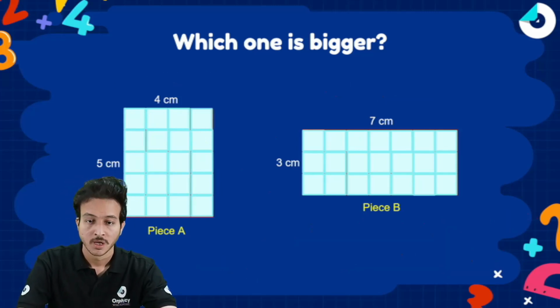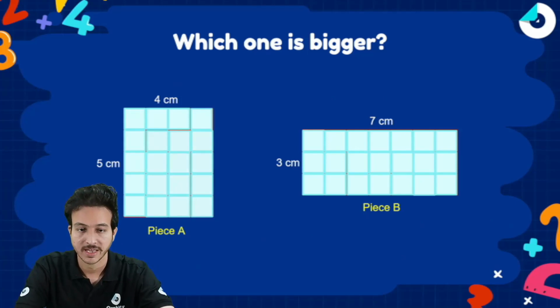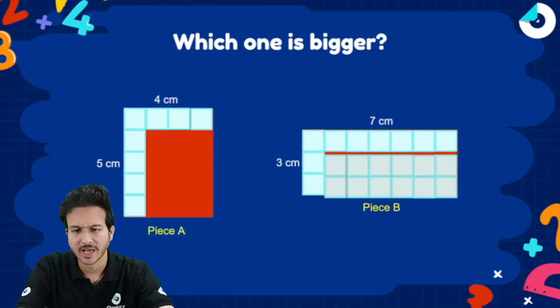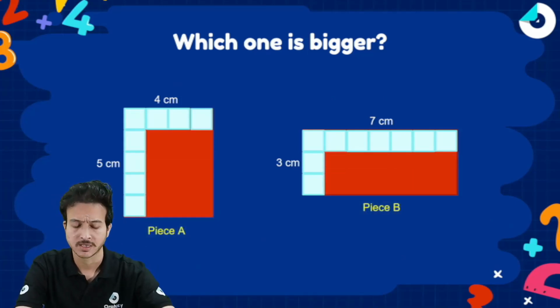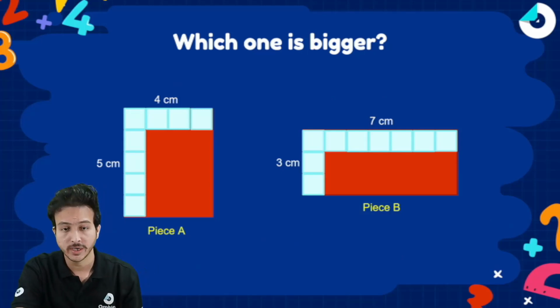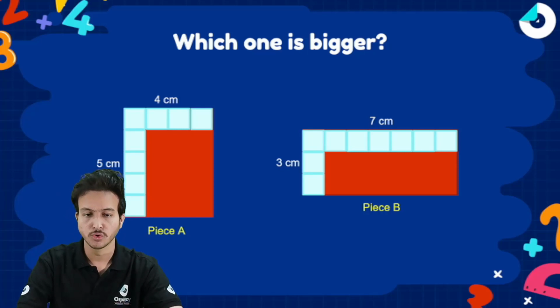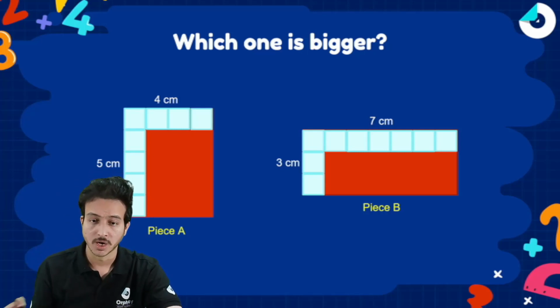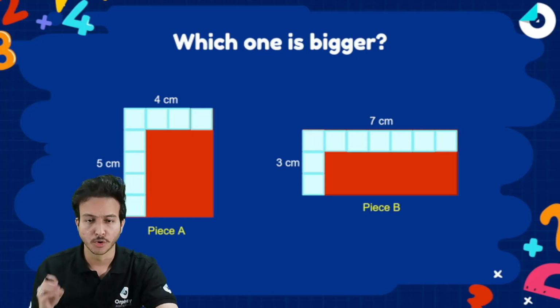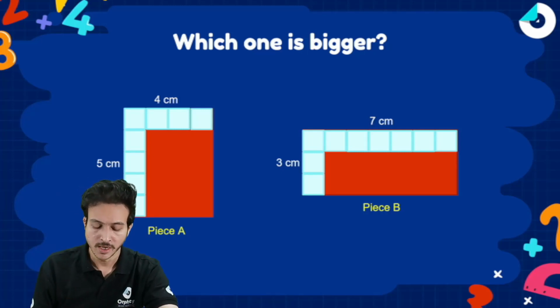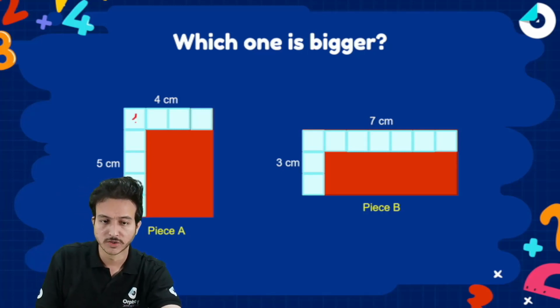Okay. Let's see one more example. But that's what we did in our earlier classes. Now we will see we can do it even without completely covering the pieces. What we can do is we will try to cover a row and a column for both the pieces like I do over here. Now we will count the number of squares again.